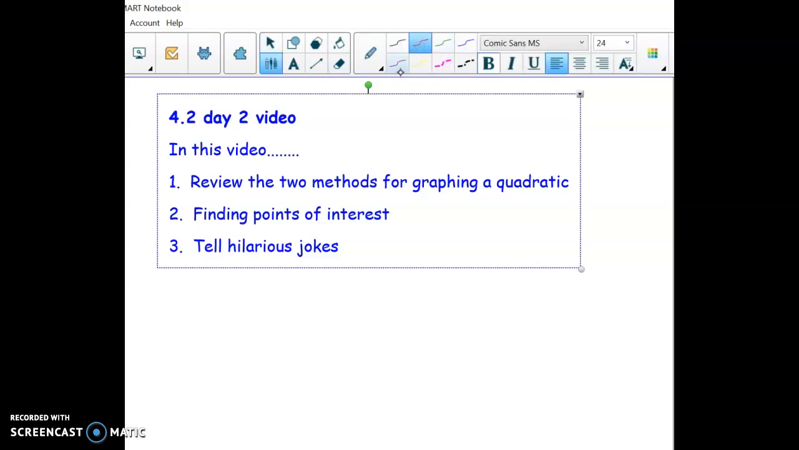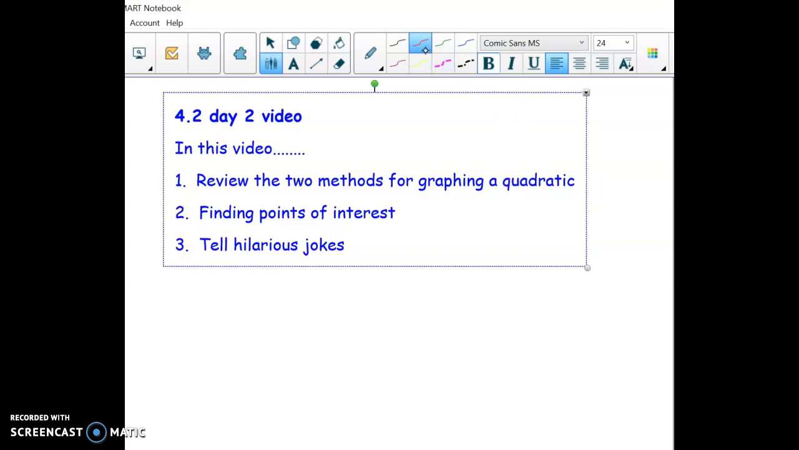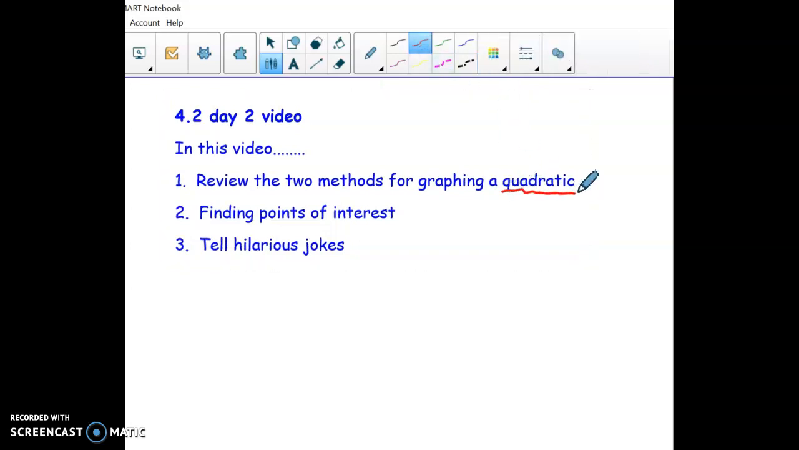Okay, so this is section 4.2, day 2 video, and it's just going to review graphing a quadratic. There's two different methods. Remember a quadratic, right? If you can't remember what that is, see if you can remember. It doesn't mean 4, it actually means 2 in this case. So it's an equation with an x squared, and there's two different ways to graph it. Then we're going to do some real world problems where we find points of interest.